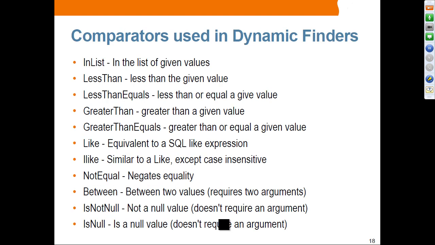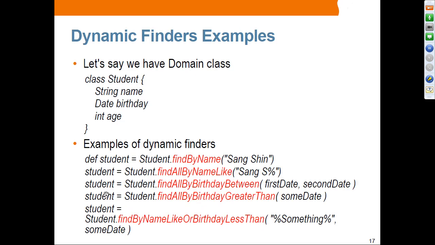Okay, so comparators used in the dynamic finders. You can use inList, meaning whether an item is in the list of given values, less than, less than equals, greater than equals, like, and ilike, which is similar to like except case insensitive. And not equal, between, not null, is not null, and is null. So these are the things that you can specify as part of your dynamic finder name.